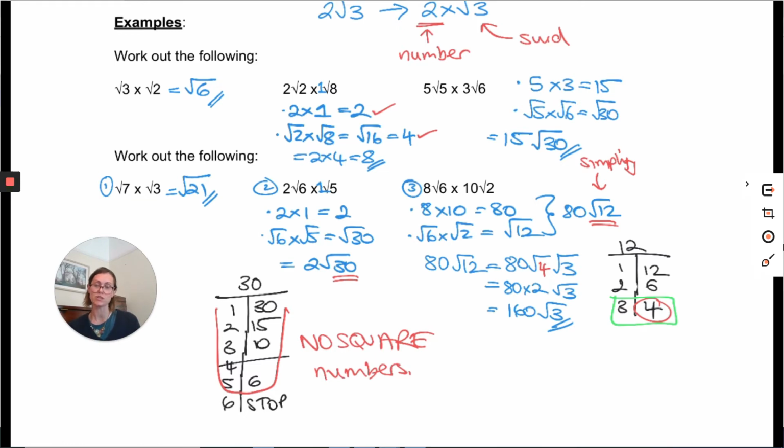So the best thing is always just to double check, is there a square number that can go into this number? Write out the factors. If there's not, you know you've got a final answer. If there is, you're going to have to do a bit more working out to find that.